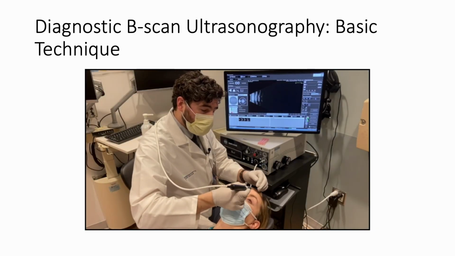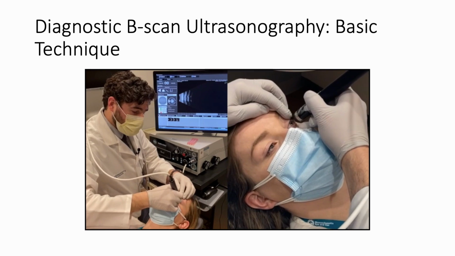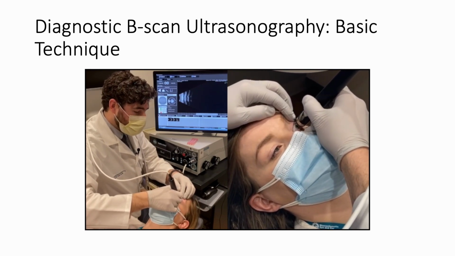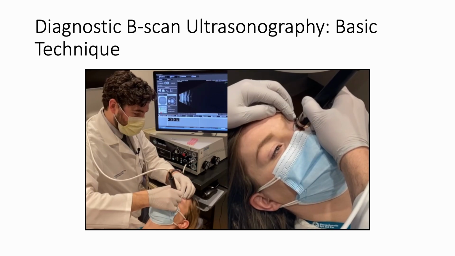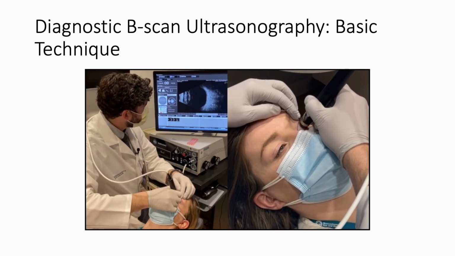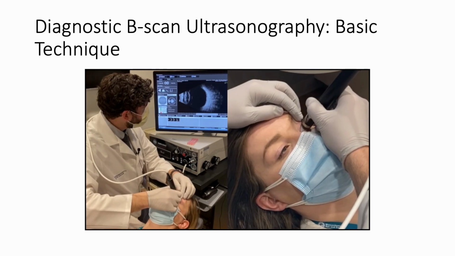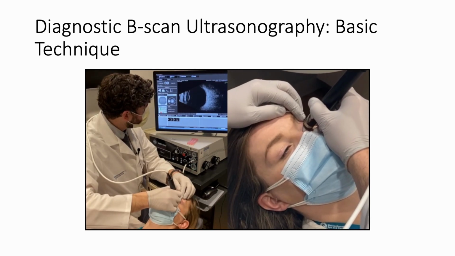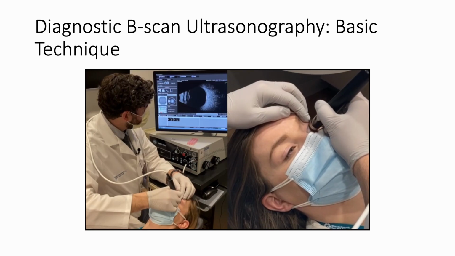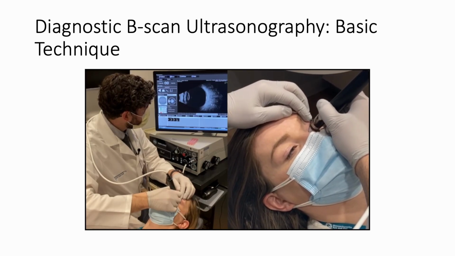Keeping your probe marker superior, we move back over the apex of the cornea for our vertical macula cut. Crystalline lens in front of the screen, centering the macula in the posterior. The hyperreflectivity on the screen shows that you're parallel with the structures you're examining.